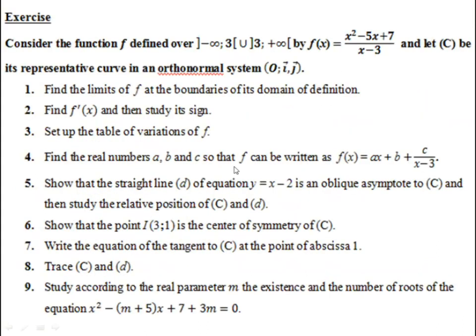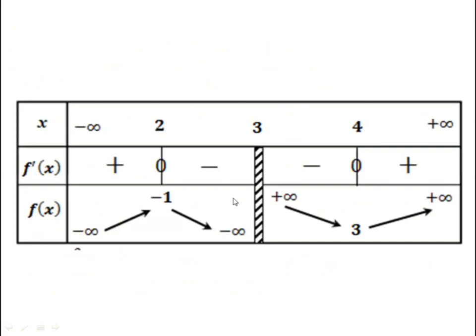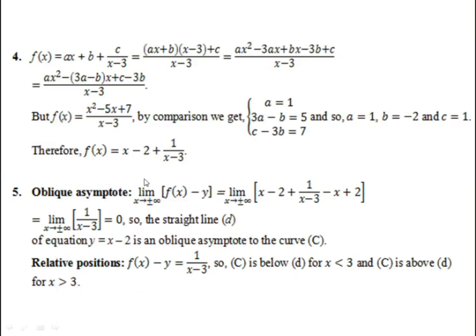Now we have to show that this straight line D with equation y equals x - 2 is an oblique asymptote to the curve C. So we will apply the formula: limit as x tends to plus or minus infinity of f(x) minus the y of the straight line, and it must be 0. So here f(x) is equal to x - 2 plus 1 over x - 3. We will take this expression because it's easier. Minus y of D, which is minus (x - 2), which is minus x plus 2.